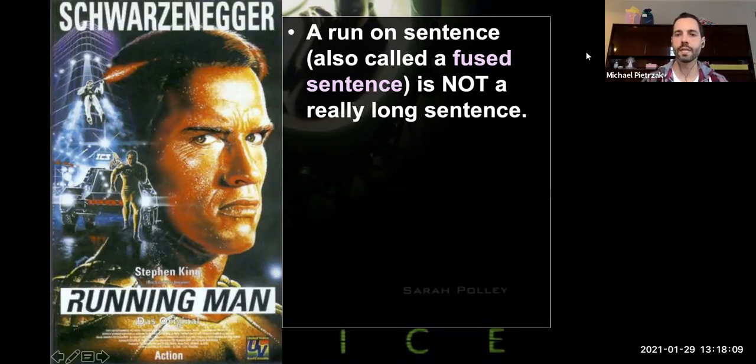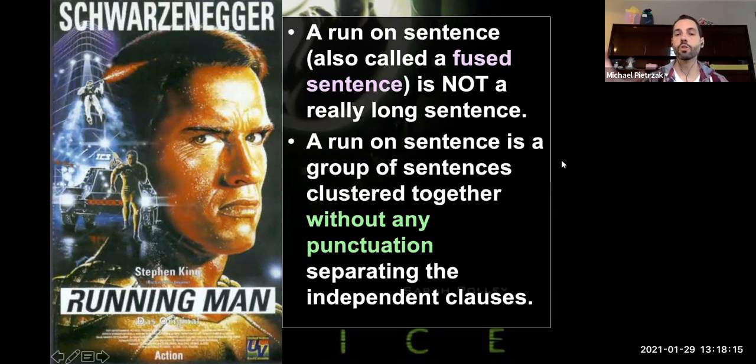So a run-on sentence is also called a fuse sentence. It's not just the length of it, but what we're talking about is this. It's a group of sentences clustered together without any punctuation. You might hear 5-year-olds do this, or even some 10-year-olds. So let me tell you what we're looking at here.